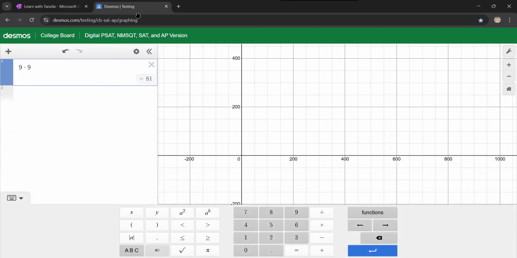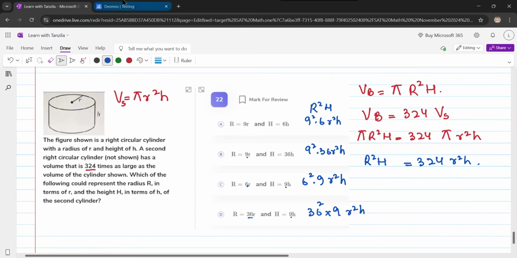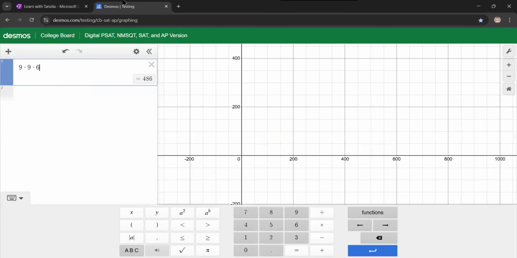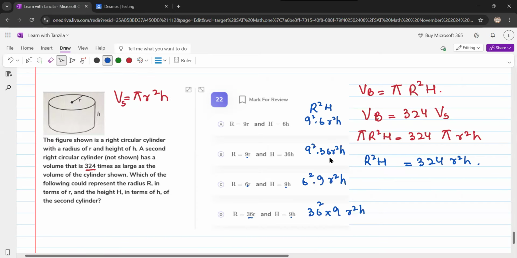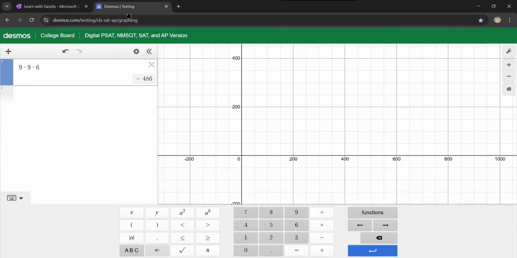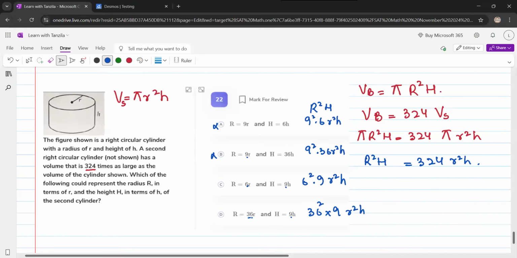9 times 9 times 6, 486, very close, but not the answer. 9 times 9 times 36, obviously that is not going to give us because you're multiplying another r. So not the answer. 6 square 9, so 9 times 6 times 6, 324. See? 9 times 6 times 6, which is 324. That's your answer. So this gives you 324 r square h. This is your answer.